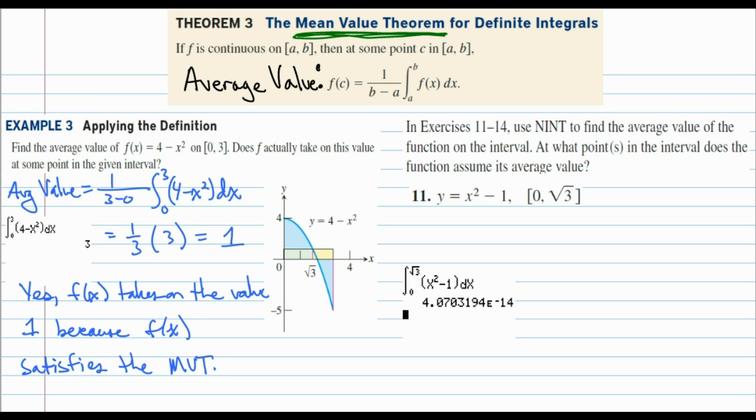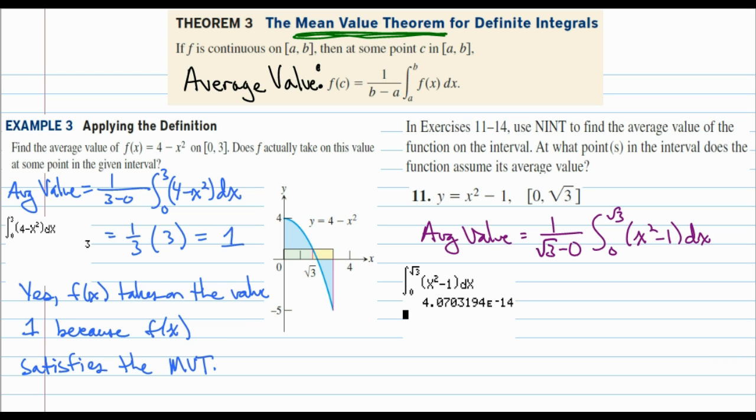It says use NINT, that's your calculator, to find the average value of the function on the interval. At what points in the interval does the function assume its average value? So let's first find that average value. 1 over b minus a times the integral from a to b of f of x, or y in this case, dx. So I used my calculator and I got 4 point whatever times 10 to the negative 14th. So for all intents and purposes that is 0.